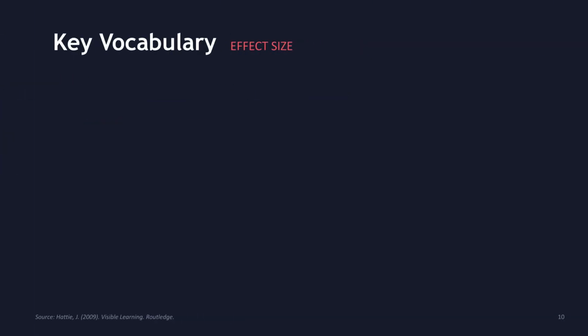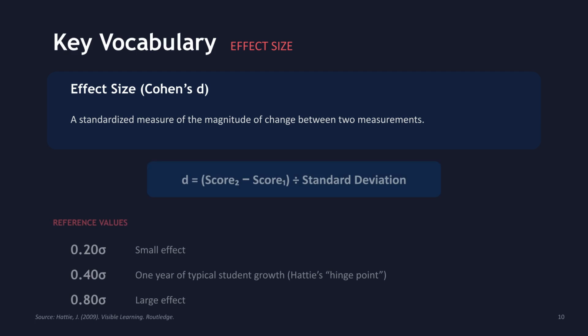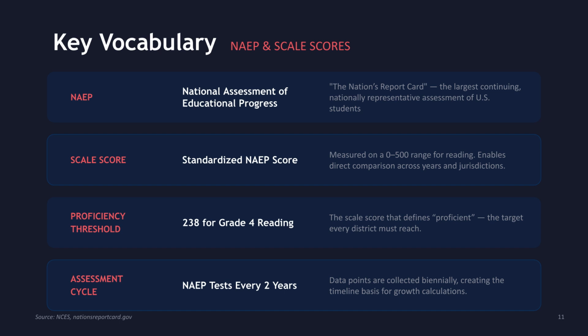A key vocabulary term is effect size, or Cohen's d. This is a standardized measure of the magnitude of change. The formula is d equals score 2 minus score 1, divided by the standard deviation. Other key vocabulary includes NAEP, which is the National Assessment of Educational Progress, and the scale score, which measures reading on a 0 to 500 range.